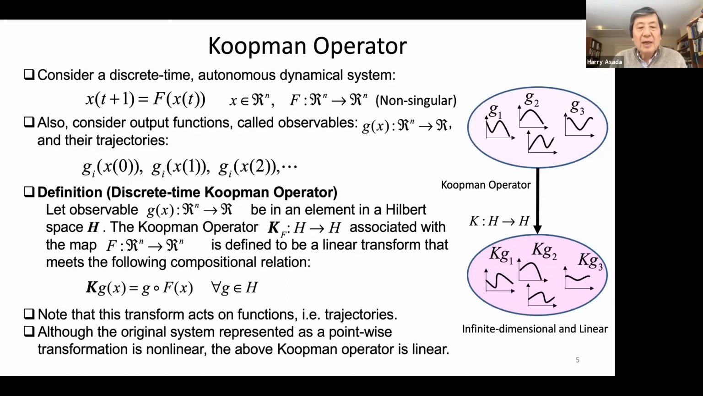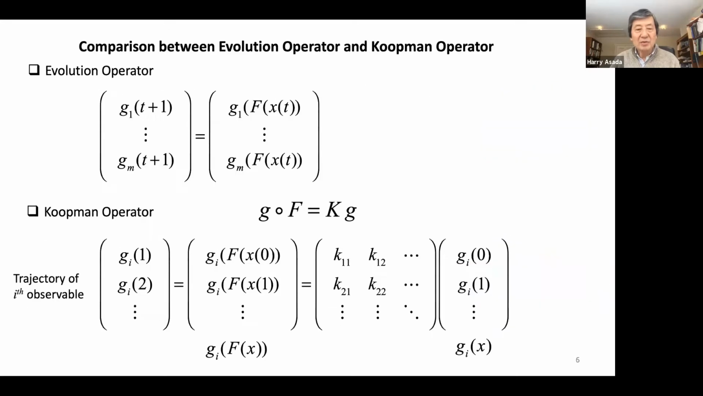Observables are actually in the Hilbert space, and this Koopman operator, Hilbert space to Hilbert space, associated with some specific pointwise map F from R^n to R^n, is actually a linear transform that satisfies the following relationship. So K, you can think about it as a big matrix, times g(x) equals g composed with F(x), and this applies to functions such as trajectories. Although the original system represented as a pointwise transformation is nonlinear, the Koopman operator is linear. So that's actually an important part.